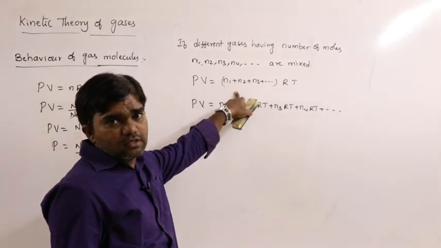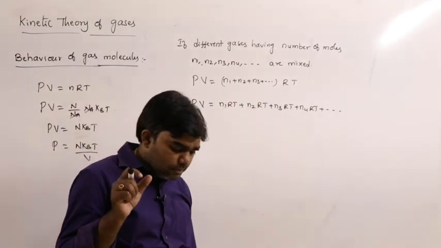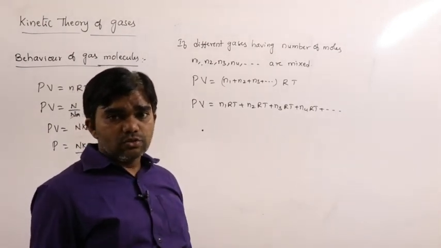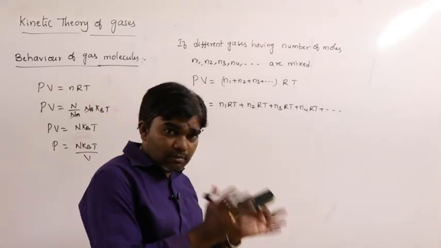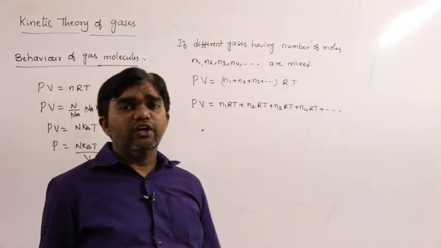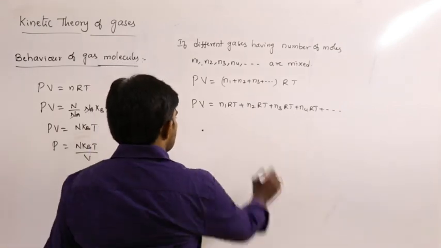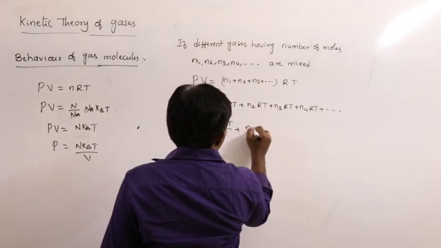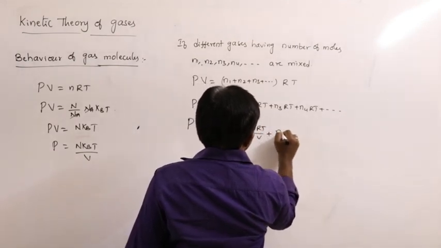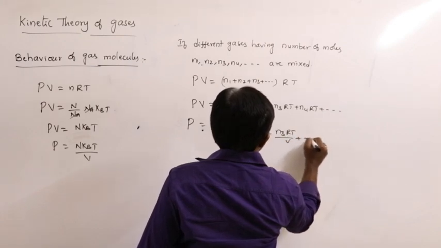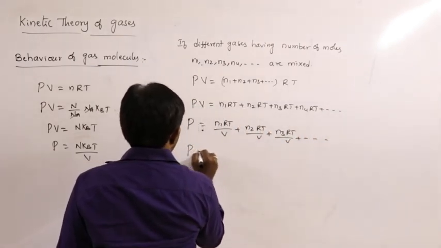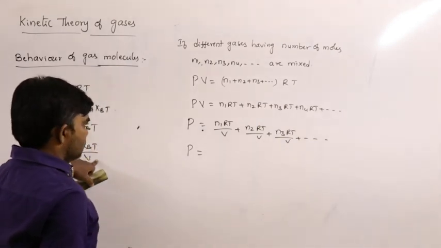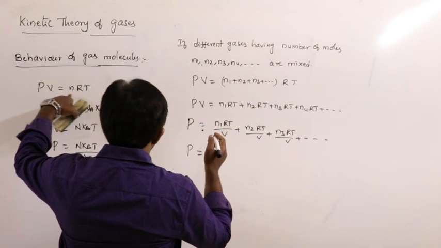Generally, in the mole concept, the number of moles is the fundamental physical quantity, so it does not change. The total number of moles of the system is equal to the sum of individual numbers of moles. So from this, P can be written as N1 RT by V plus N2 RT by V plus N3 RT by V and so on.